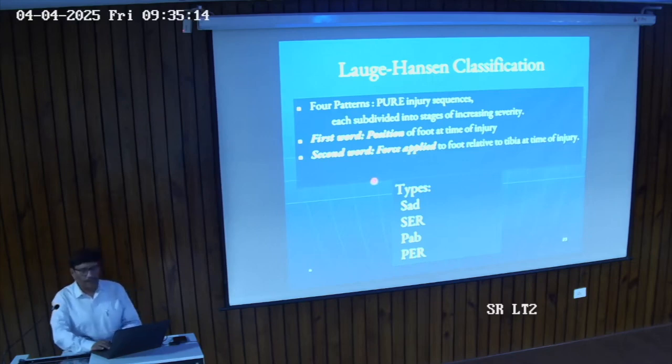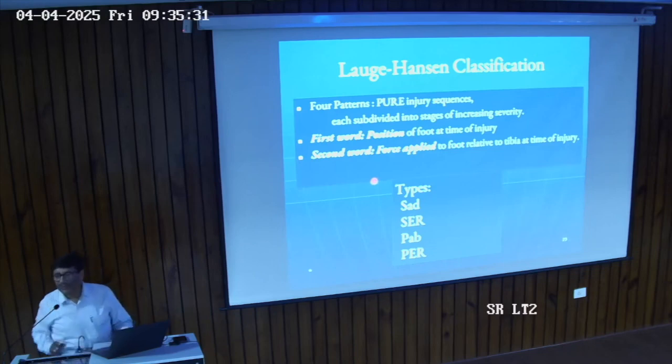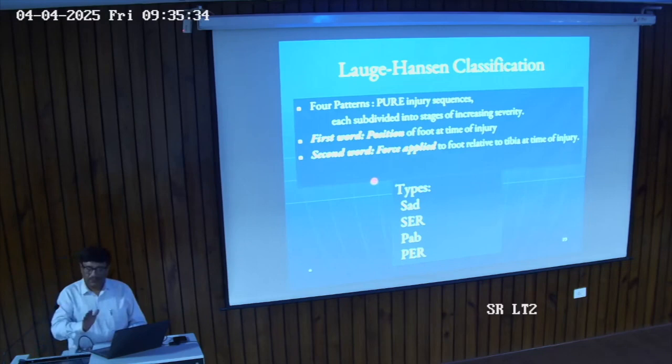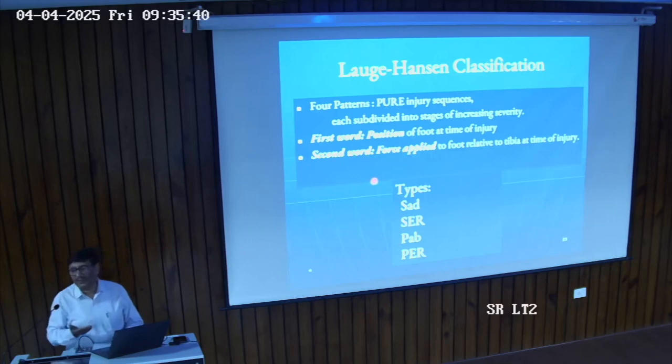So what do these 4 patterns of injury suggest? The first word is the position of the ankle or the foot in which the injury is subjected, and the second word designates the force. So in supination adduction, the foot is a little dorsiflexed, inverted, and then an adduction force is applied to it. As we understand how the adduction force is applied, we'll understand what fracture pattern it leads to. Then there is supination external rotation, pronation abduction, and pronation external rotation.